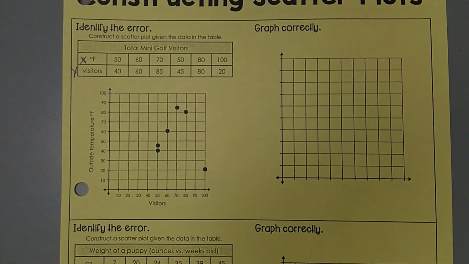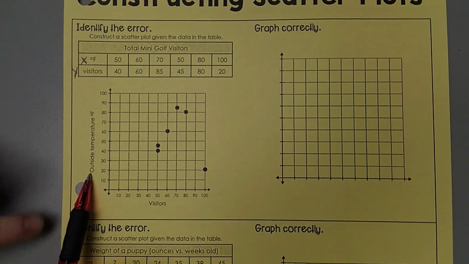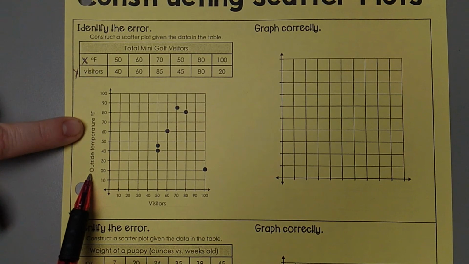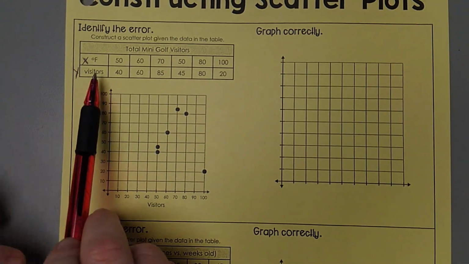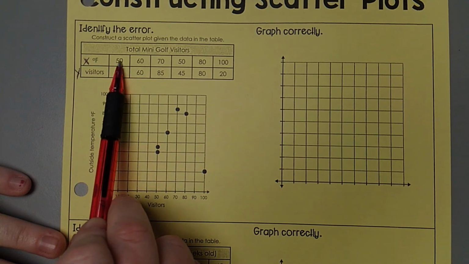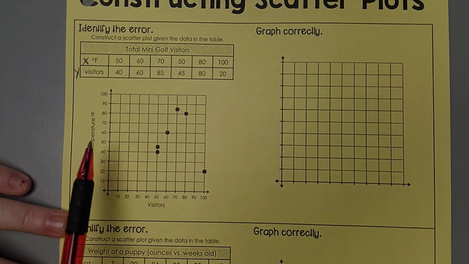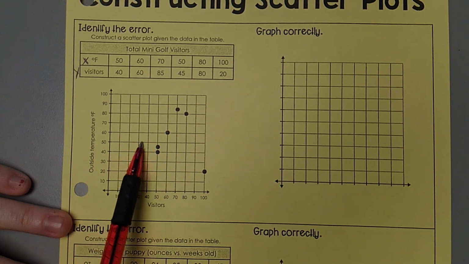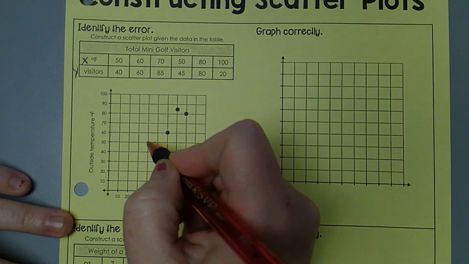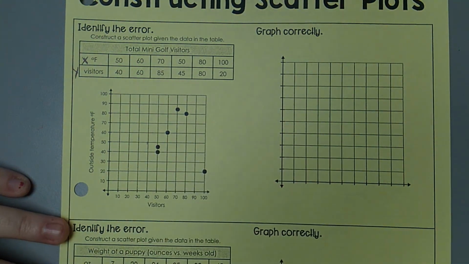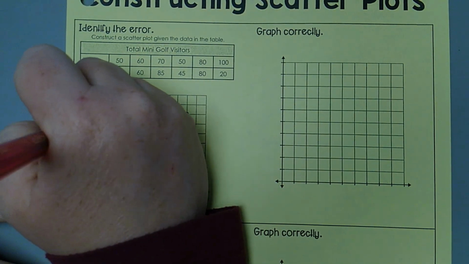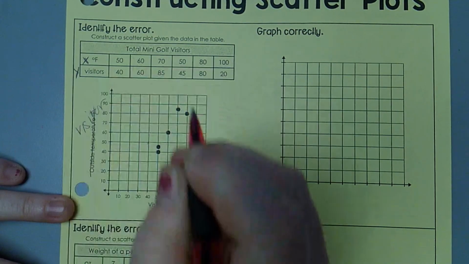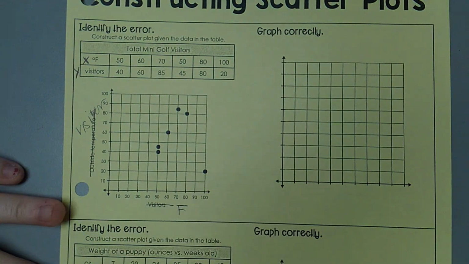There's our first error. It labels my outside as the Y, and it should be my X. Let's see if there's any other errors. So if Fahrenheit is 50, visitors would be 40. This is saying it's 50, and 40 would be right here. So that is my error. This should be visitors, and this should be Fahrenheit.